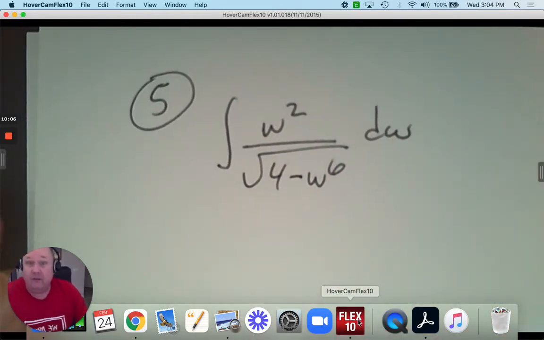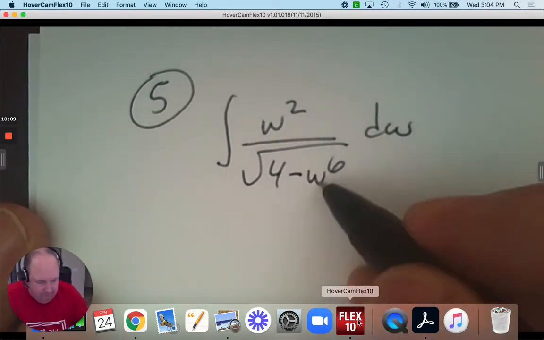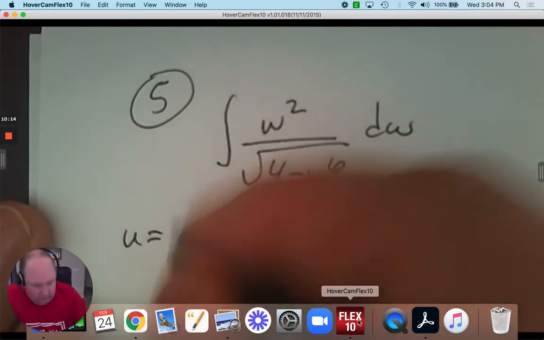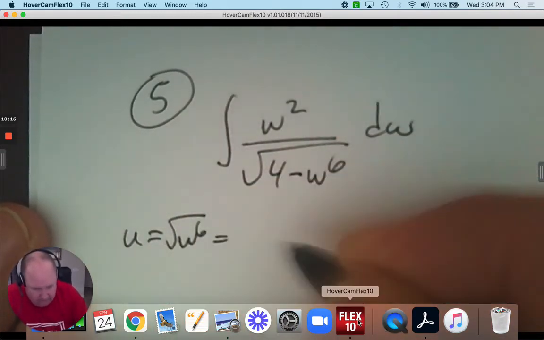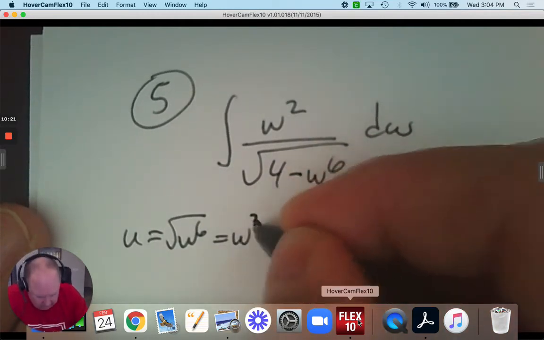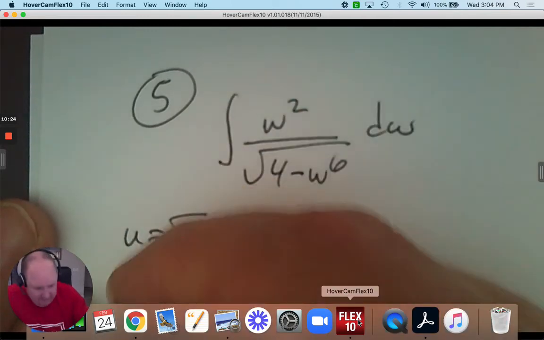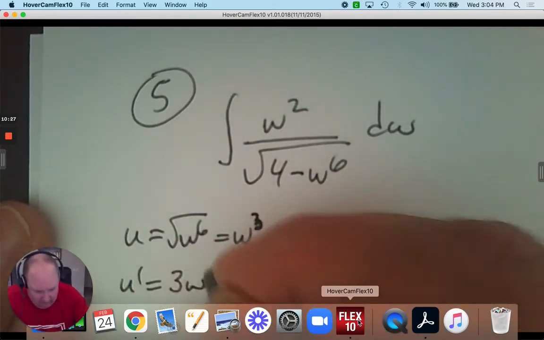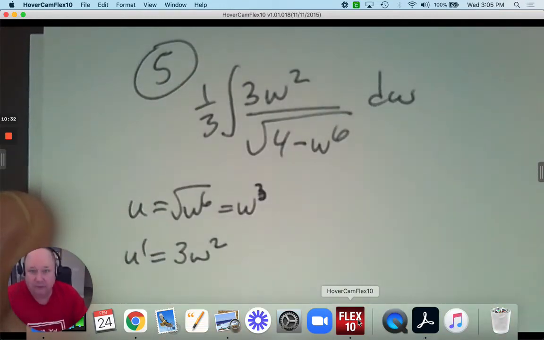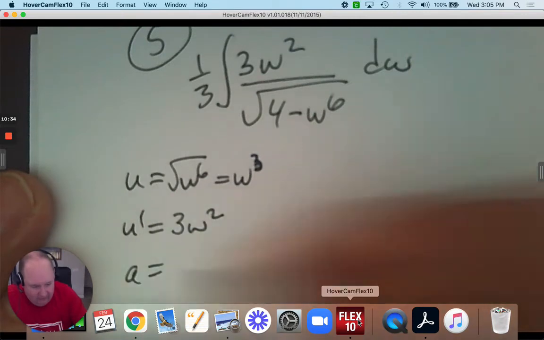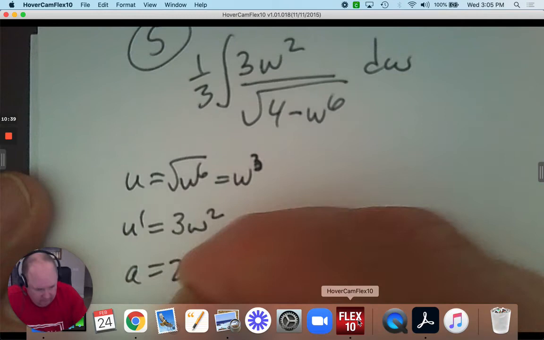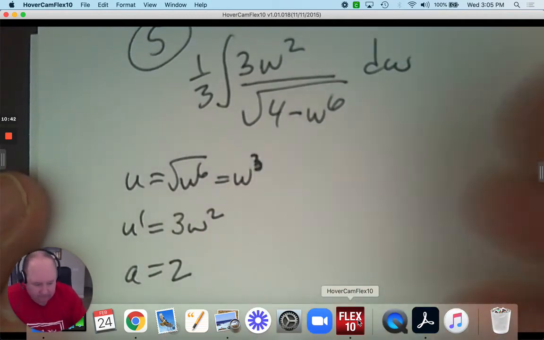All right, so this is in the form of arcsine. So U is W6. It's the square root of that. So that's just divided by 2. Oops, that's there. W to the 3. U prime, the hook, then would be 3W squared. So I already know this is 3W squared, so I need a 1/3. And then A is the square root of 4. That's 2. And then the formula.